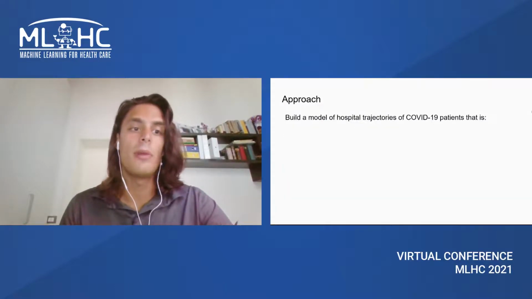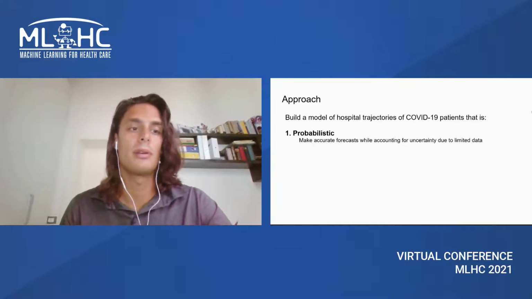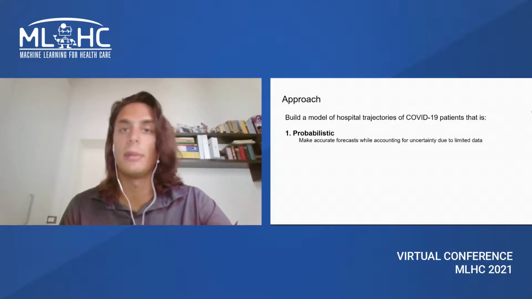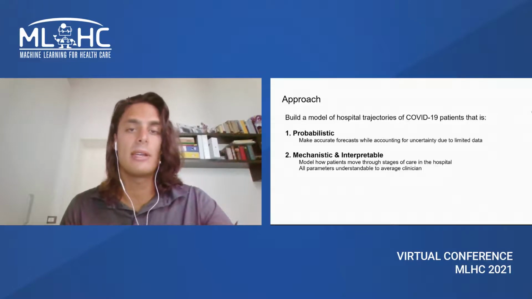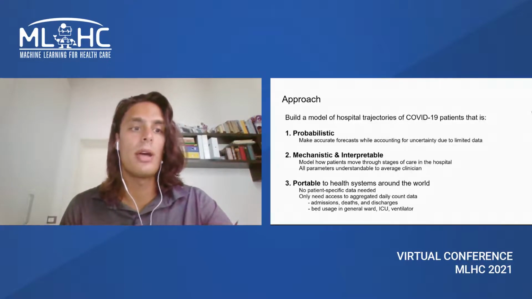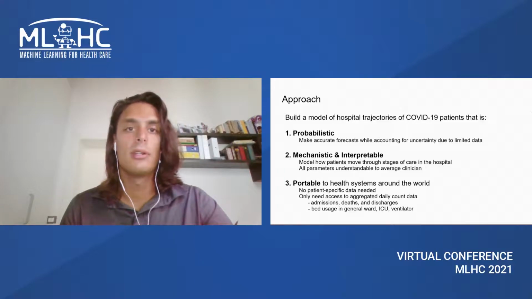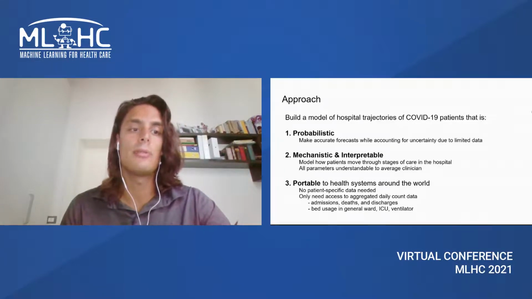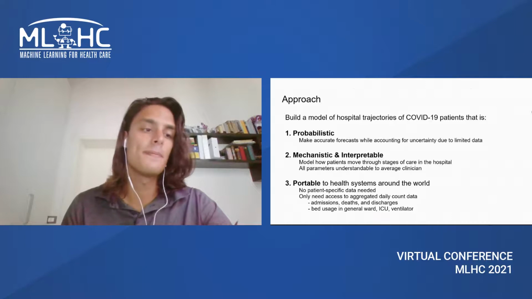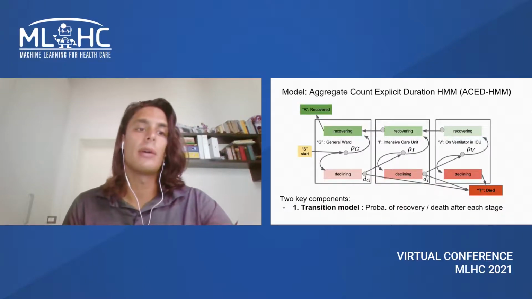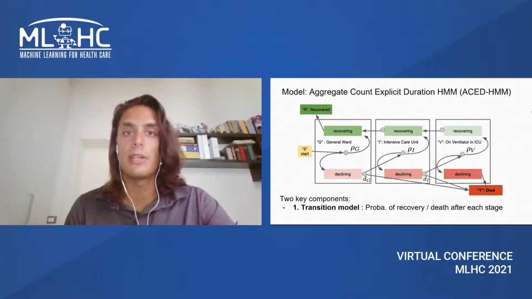We address this need with a new model that can forecast how a hospitalized COVID-19 patient will move through the various stages of care. This model has three key properties. First, it is probabilistic, allowing for uncertainty in forecasts made from limited data. Second, it is mechanistic and interpretable, based on the fundamental mechanisms of how patients move through the hospital. Last, it is portable to health systems around the world. In fact, to fit this model to a region of interest, we only assume access to daily aggregate census counts. Thus, we present our aggregate count explicit-duration hidden Markov model, or ACE-HMM.